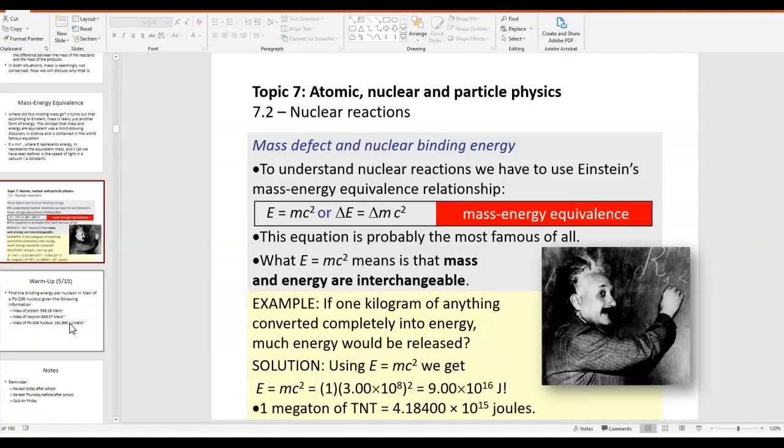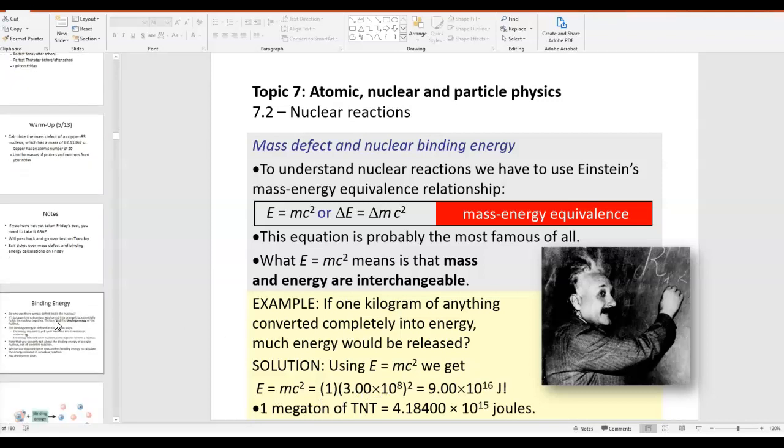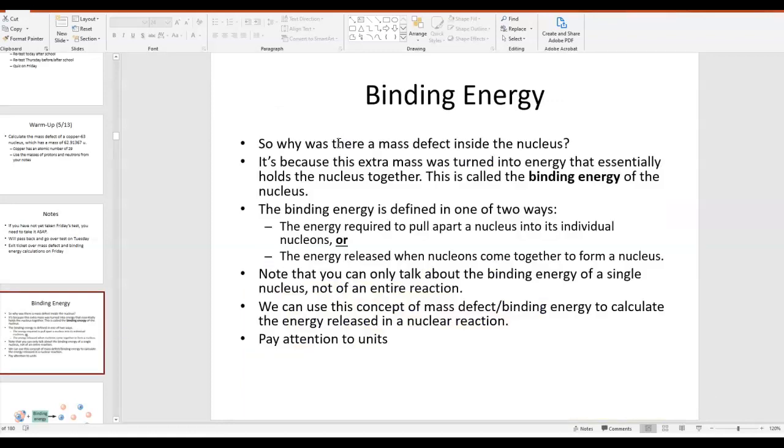Remember, the mass defects we've seen up to this point have been very small. But even though they're small, because c squared is such a big number, we can get enormous amounts of energy out from that. Now we started by talking about the mass defect of a nucleus, and then we talked about the mass defect of a nuclear reaction. So let's talk about where that missing energy goes in the case of a nucleus. Why was there a mass defect inside the nucleus? Well, now we know about mass-energy equivalence. Now we know that mass can be turned into energy or vice versa. And in the case of the nucleus, it goes into what's called binding energy.